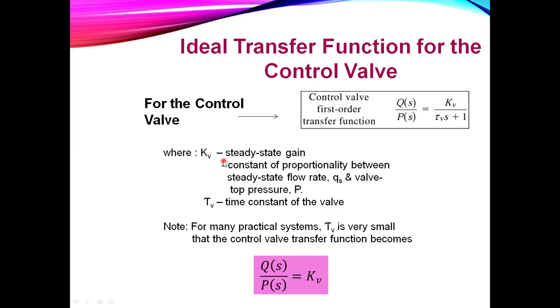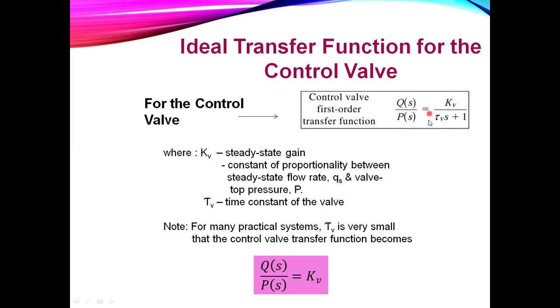K sub V is the steady state gain. It is the constant of proportionality between the steady state flow rate, Q sub S, and the valve top pressure, or the pressure to which the diaphragm in your final control element is subjected. Now, tau sub V is the time constant of the valve. In many practical systems, however, the time constant of the valve is very small. That is, if there's some delay in the actuation of the final control element and its output, which is flow rate, it could be neglected because tau sub V is very small.